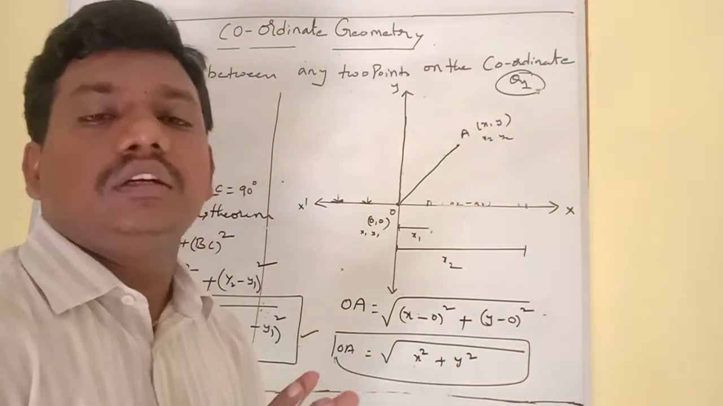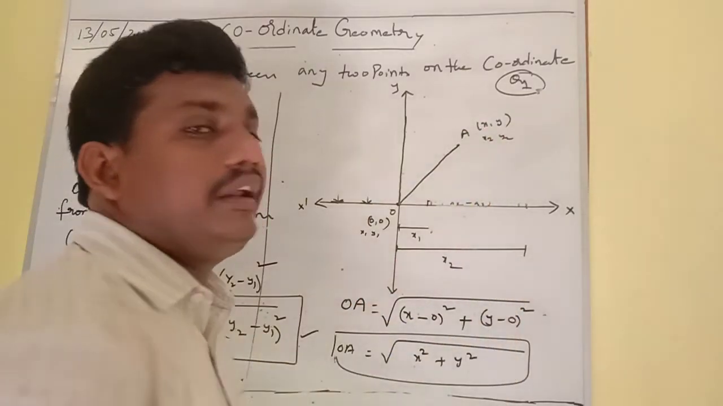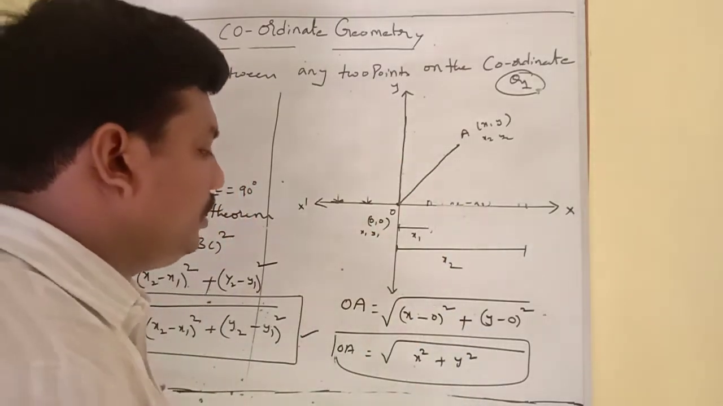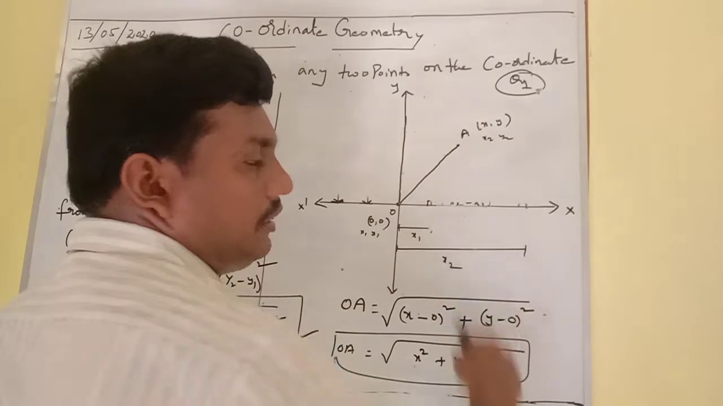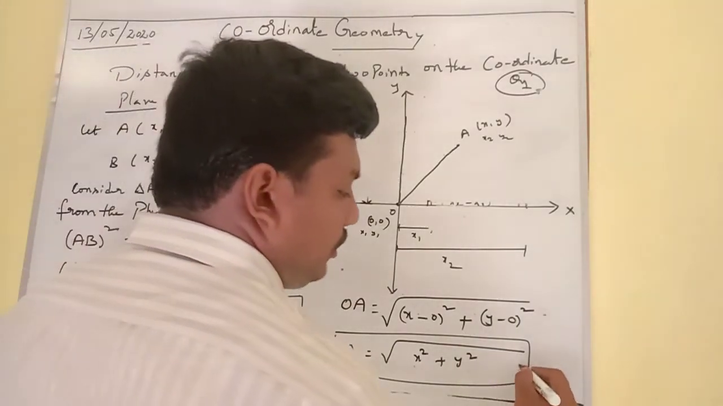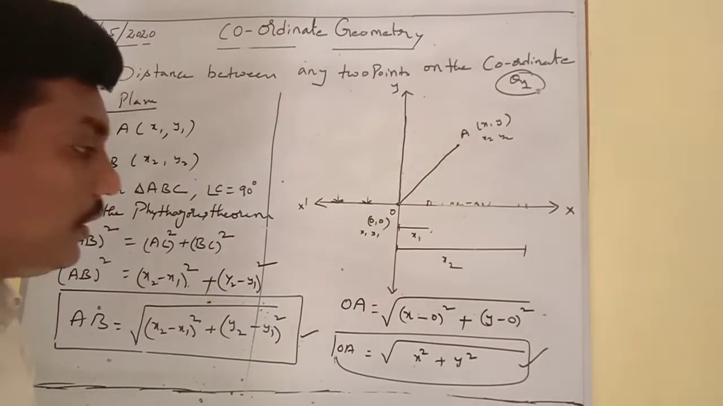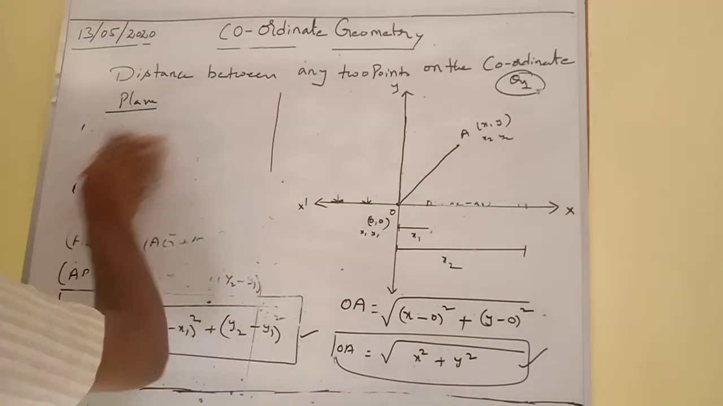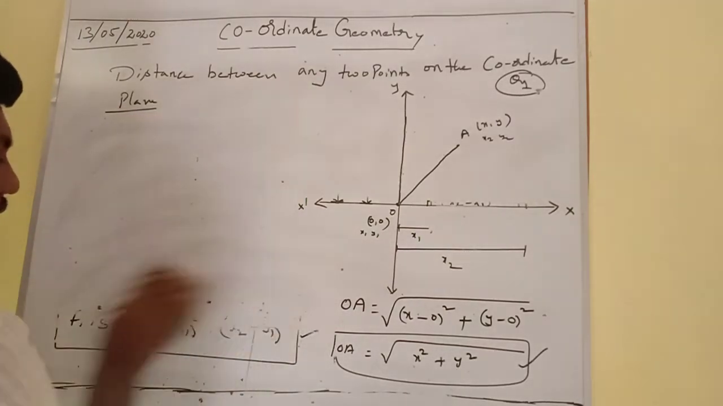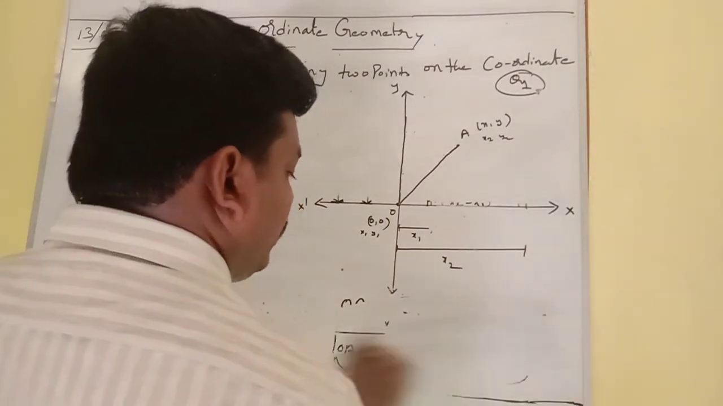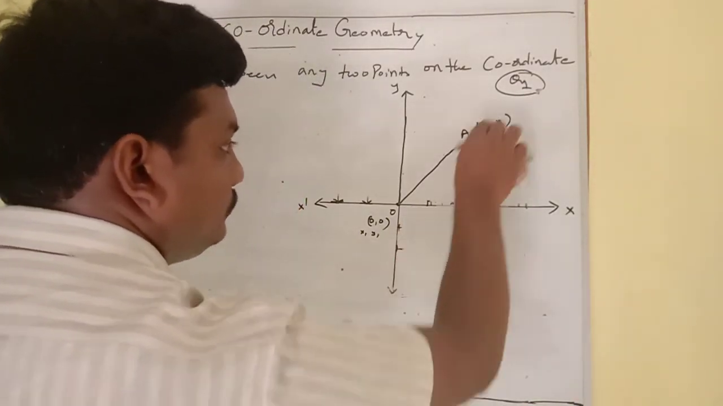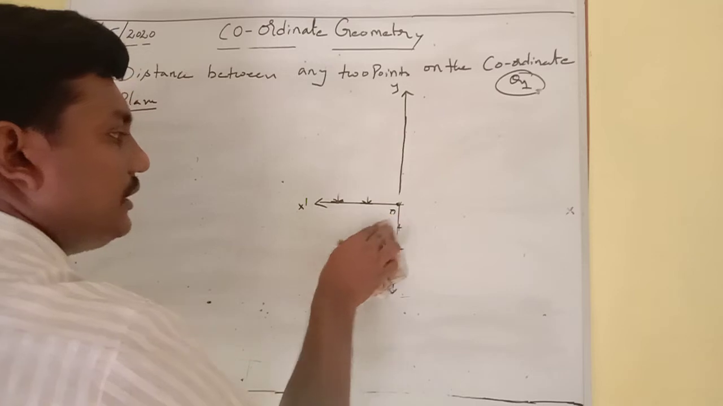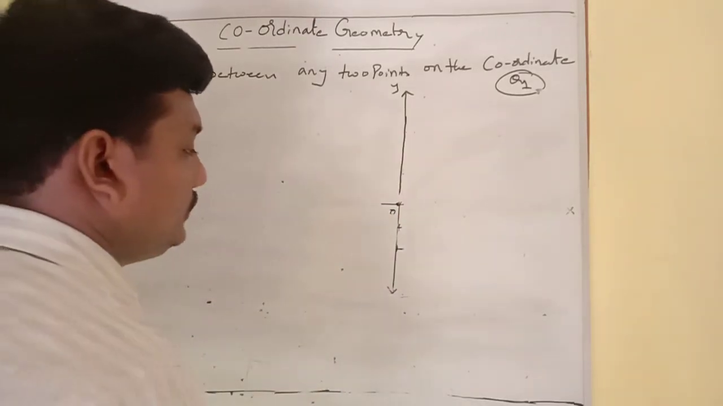So if you want to find the distance from the origin to any point, we can directly say it is root of x square plus y square. We also have to remember this formula. Like that, we have some more interesting distance formulas. We can observe that now. Some more interesting formulas we can consider. So let us see.